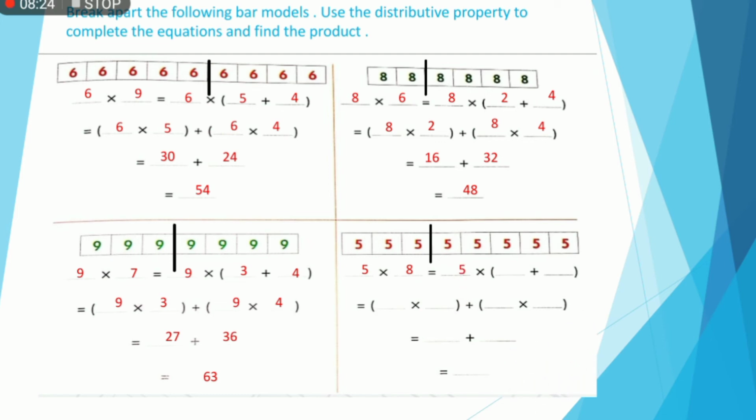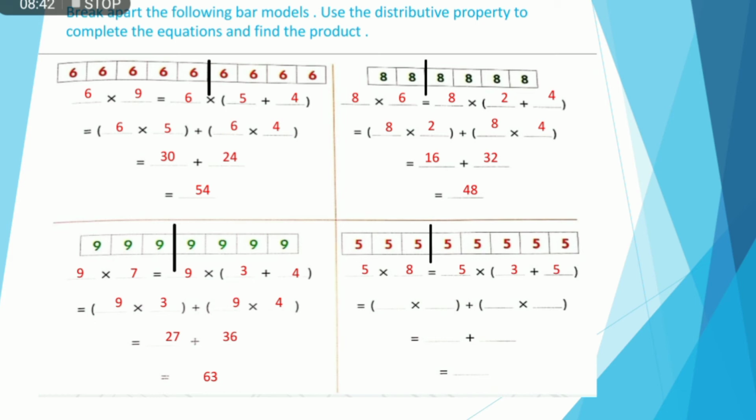I wanted to break the 8. Look at the black line. How many numbers before the black line? 1, 2, 3. After the black line, how many numbers do I have? 1, 2, 3, 4, 5.